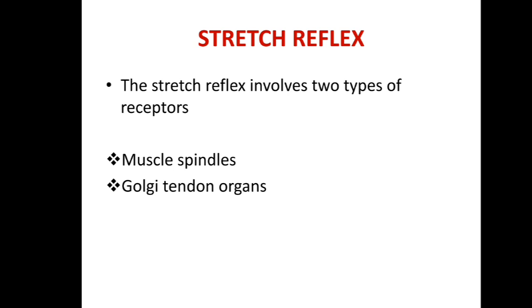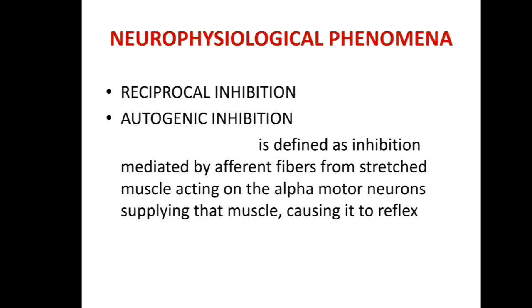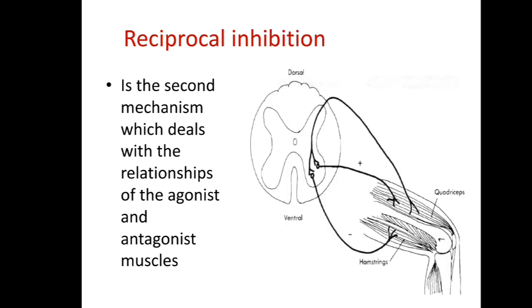Now we have the stretch reflex. Basically it involves two types of receptors, muscle spindles and Golgi tendon organs. And in neurophysiological phenomena, we have reciprocal inhibition and autogenic inhibition. Basically it is defined as an inhibition mediated by afferent fibers from the stretched muscle on the alpha motor neurons supplying that muscle, causing it to relax. It is the second mechanism which deals with the relationship of agonist and antagonist muscle.